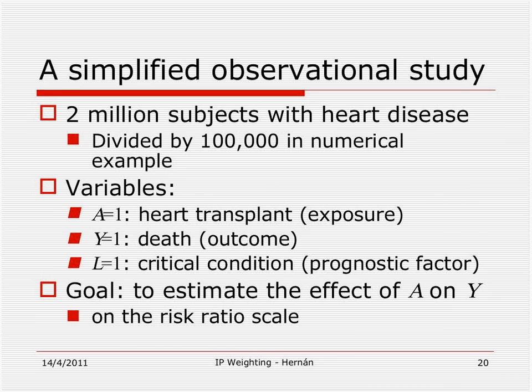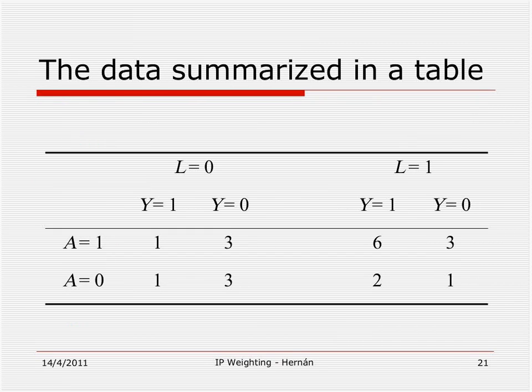Let me give you an example. Say we have data. I don't want to worry about confidence intervals now; I will work on confidence intervals later. Say that we want to estimate the effect of heart transplant A on death Y, and we have a confounder L, which is whether the person is in critical condition or not. And this is the data that I have. You can multiply each number by 100,000 if we don't have to worry about confidence intervals here.